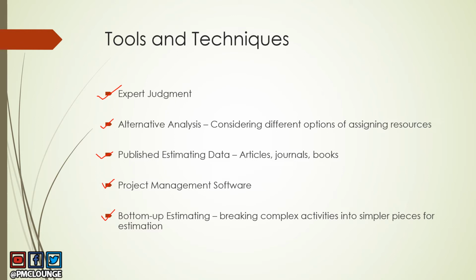So what you basically do is you break complex activities. Let's say you have a complex activity, you can break it down into simpler pieces. And for each simple piece, single and simple piece, each of that you do estimation. So this is known as bottom-up estimation. You do estimation for simpler pieces, which are broken down from a complex activity, and you add them up so that you get an estimation of the entire complex activity. So these were some of the tools and techniques that are used as part of this process.